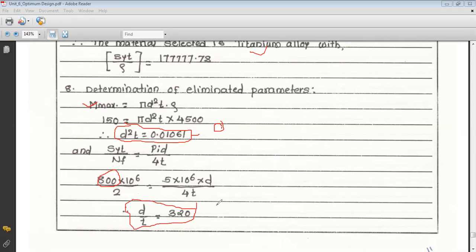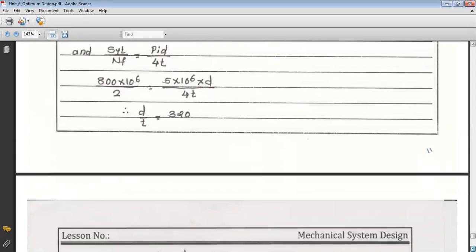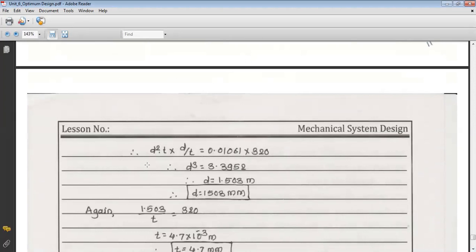Now, from this equation 1 and 2, we can find out the value of d and t. So, multiply equation 1 and 2. So, we get d square t into d by t is equals to 0.016061 into 320. So, from that t gets cancelled, we get value of d cube. So, d cube is 3.3952. So, the value of d is 1.503 meter.